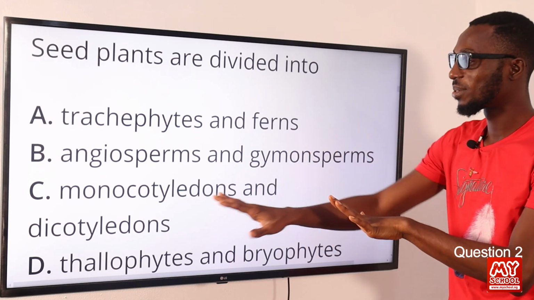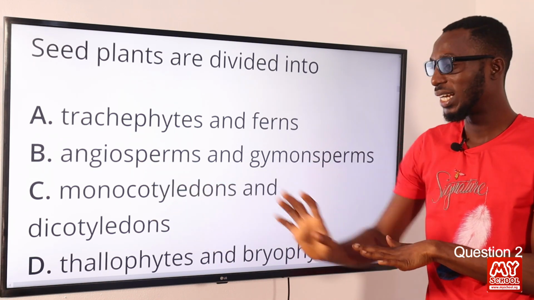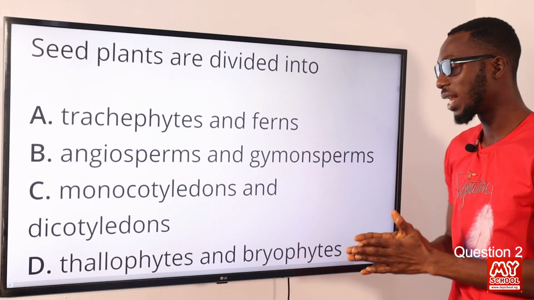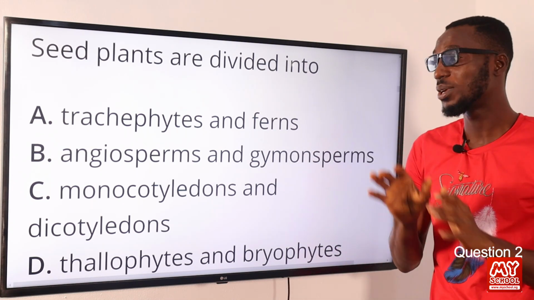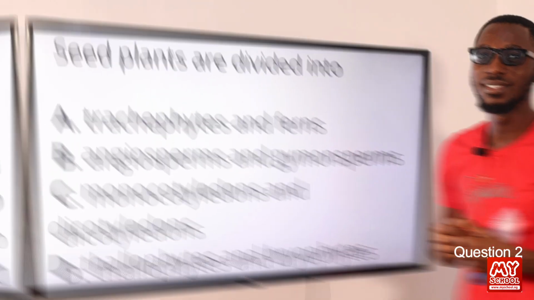Angiosperms is further divided into monocotyledon and dicotyledon. So let's take it down to option C. You will see monocotyledon and dicotyledon, they are under this. Thallophytes, we're just talking about algae. Bryophytes, we are looking at liverworts and mosses. So the correct option is option B, angiosperms and gymnosperms.